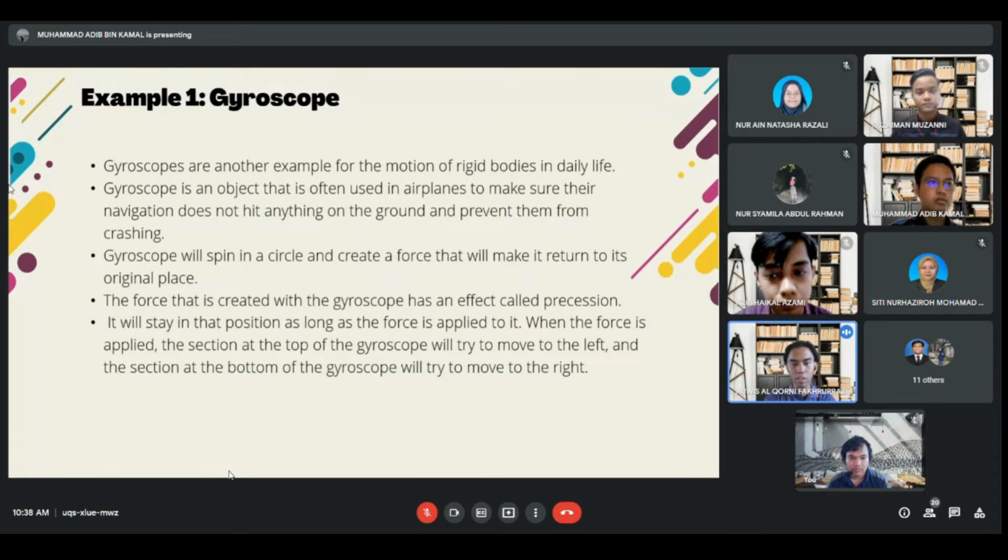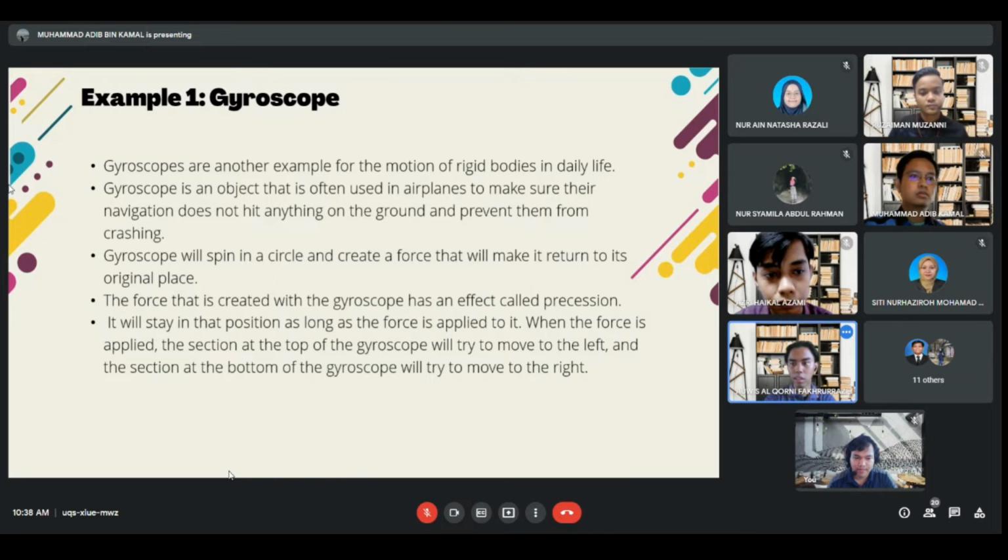A gyroscope will spin in a circle and create a force that will make it turn to its original place. The force that is created by the gyroscope has an effect called precession. It will stay in that position as long as the force is applied to it. When the force is applied, the top section of the gyroscope will try to move to the left, and the bottom section of the gyroscope will try to move to the right.